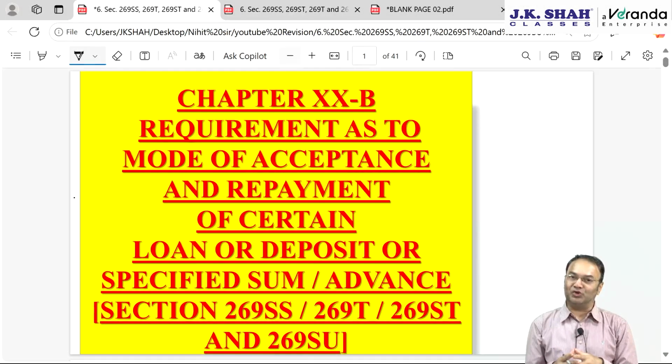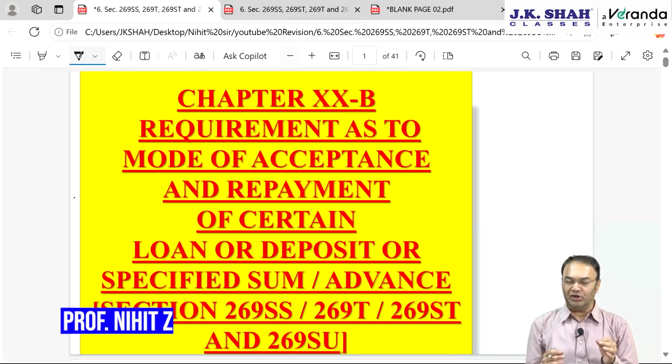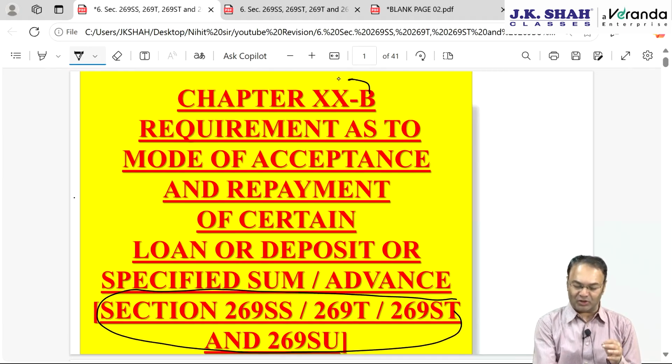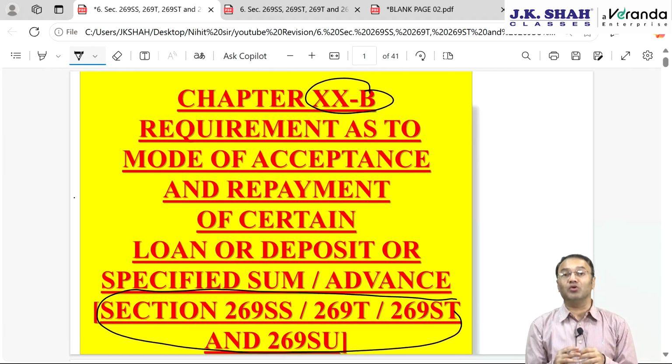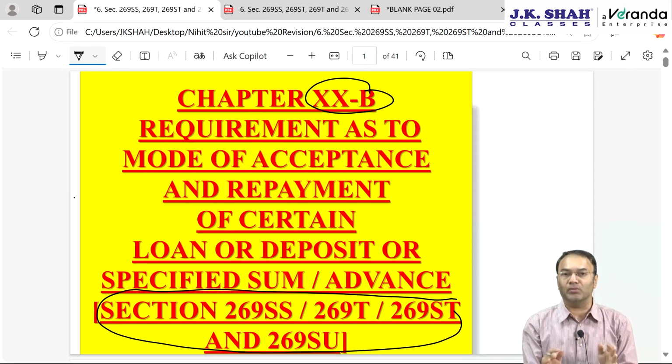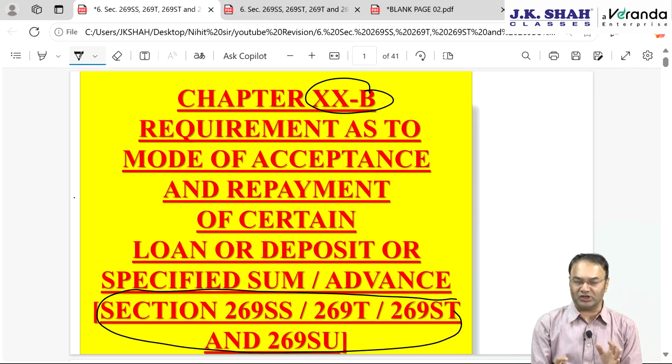Hello friends, today we will be doing revision of this chapter called section 269SS, 269T, 269ST and section 269U. Now the title of this chapter is very big, Chapter 20B, requirement as to mode of acceptance and the mode of repayment of loan, deposit or specified sum or specified advance. No need to remember the big name, simply remember 4 section numbers.